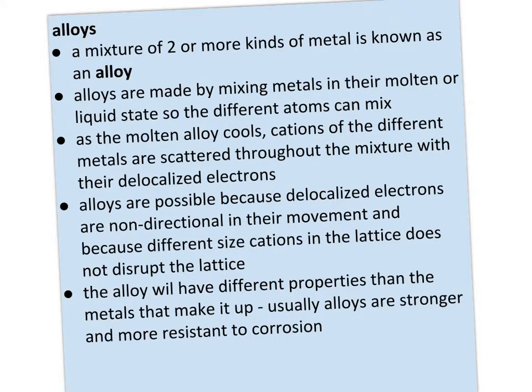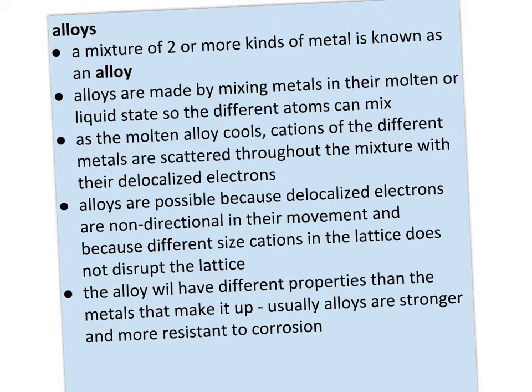Finally, when talking about metallic bonds, we need to talk about metallic mixtures, which are known as alloys. So a mixture of two or more kinds of metal. Now, technically, it could be just one metal with carbon, which is a nonmetal, also qualifies as an alloy, but typically it's more than one kind of metal. And it's made by mixing the metals in their molten or liquid state so that different atoms can mix or combine. And then as the molten alloy cools, the cations of the different metals are scattered throughout the mixture.